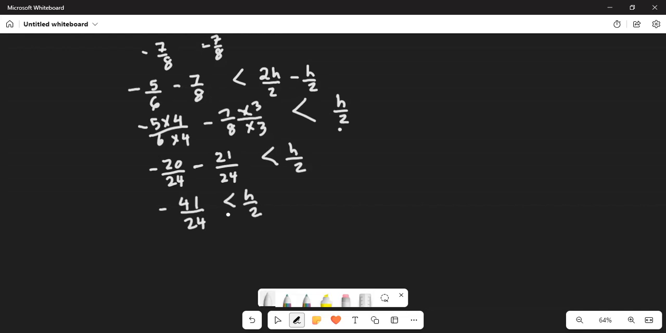Now I will multiply. This is h divided by 2, so the operation is division. In order to remove the 2 from the right-hand side of the inequality, I will multiply by 2 on both sides. So I have minus 41 times 2 over 24, and on the right-hand side, h by 2, the 2 cancels with this 2, so it is just h. And this 2 goes into itself one time, and in 24, 2 goes 12 times.